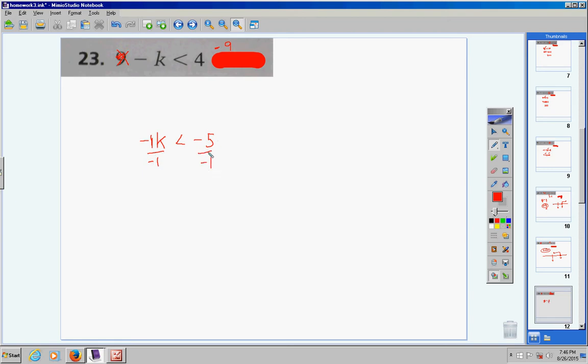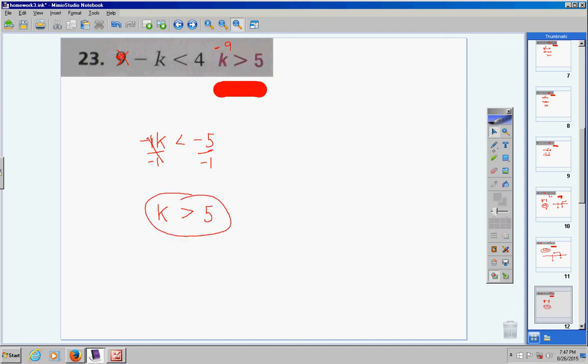Remember, when you're dealing with inequalities, anytime you divide the entire inequality by a negative number, you must turn the arrow. So turn the arrow. These cancel, leaving you with k. Negative 5 divided by negative 1 is positive 5. So there's your answer. K is greater than 5.